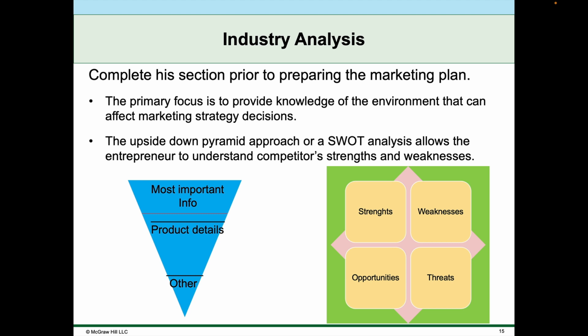So you will start with the widest assessment of environmental and industry trends, and then proceed to the more detailed information. So it'll be like an upside down pyramid. You can also use a SWOT analysis to allow you to understand your competition's strengths and weaknesses. And for this, you're going to need to do some research.